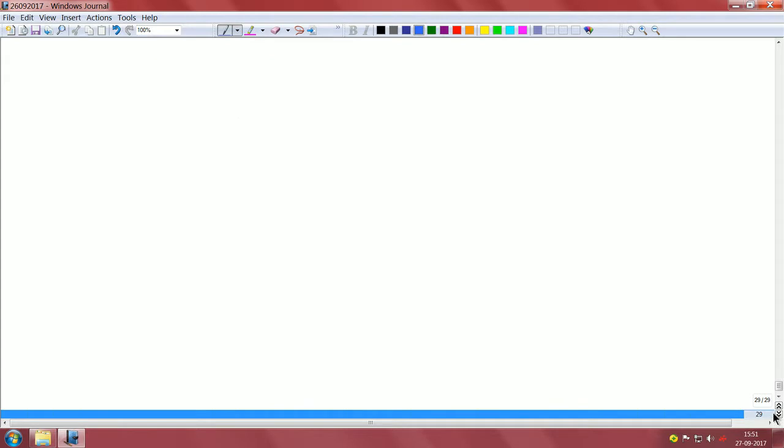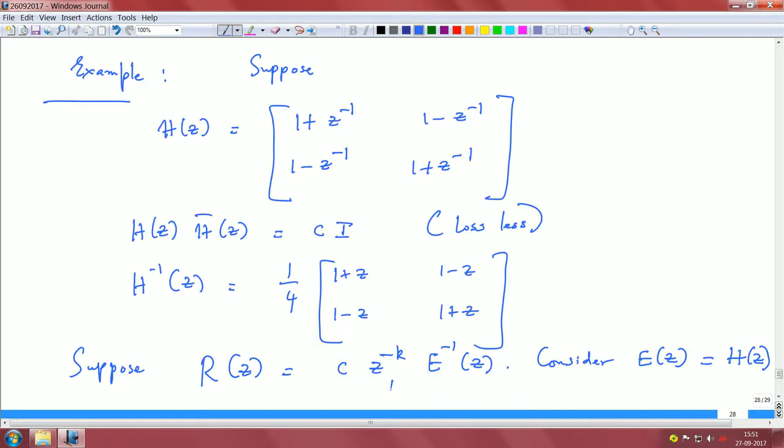Now we plug in k equals 1. Let me call this equation 1. In this equation I plug in k equals 1. I can choose whichever delay I want to choose, it is an art, right. Let me plug in k equals 1 and I choose a factor C appropriately, right.